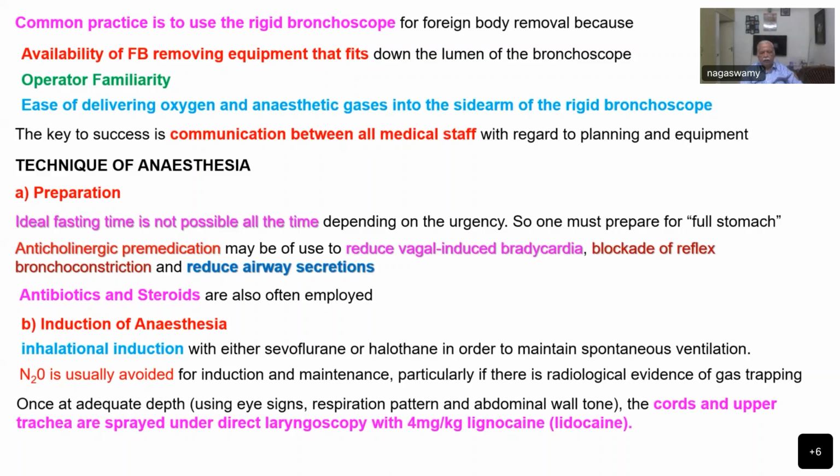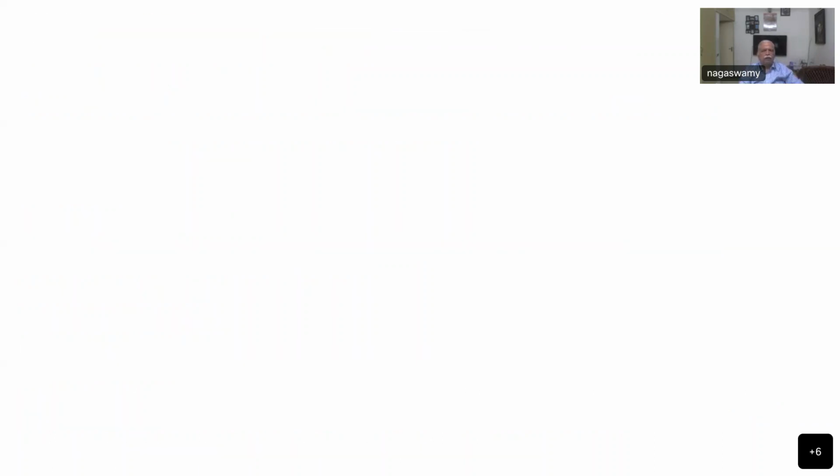And once you come to that stage, you put in a scope and you can spray the vocal cords and upper trachea with 4% lignocaine. This will help to reduce the cardiovascular and airway reflexes. That is, coughing will be less, and the hypertension and cardiovascular stimulation will be less.